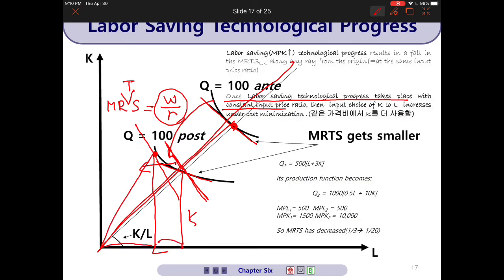Labor amount shrinks by this one. Capital, the amount increased by this one more, right? So we become more capital intensive than before. Another way to describe that, we're gonna save labor more for the same amount of output after the change. Compare before the change.